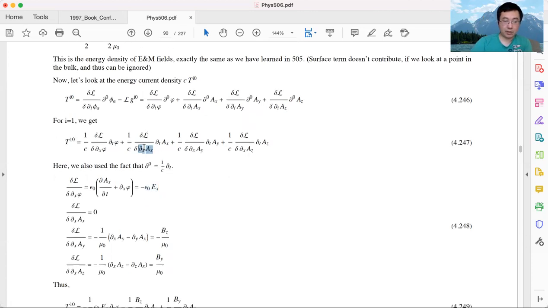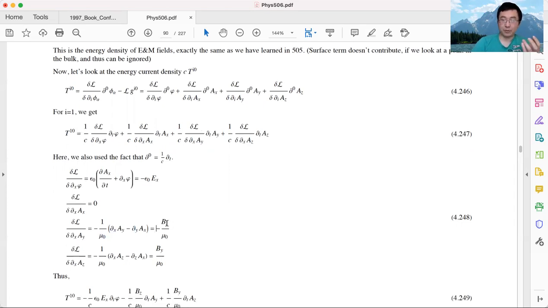And I can also look at this quantity. This quantity is 0, because the Lagrangian density does not contain a partial x Ax term. There is no such term. If L does not have such a term, if you take a derivative, it's 0. Similarly, for this guy, if we take the variation, it gives me this quantity, which is minus Bz over mu 0. Bz is the z component of the magnetic field. And finally, this last variation, if we calculate that, is actually By over mu 0. This is the y component of the B field.